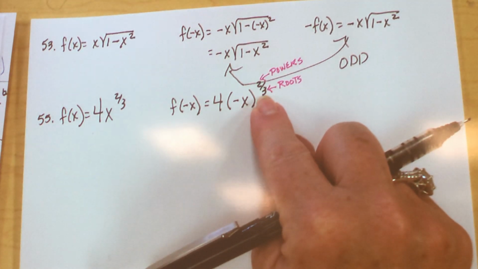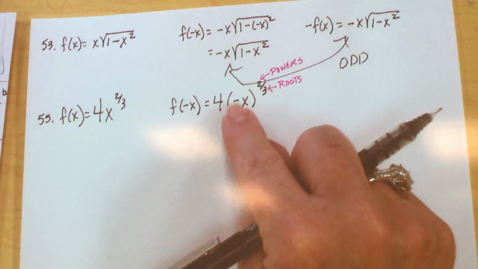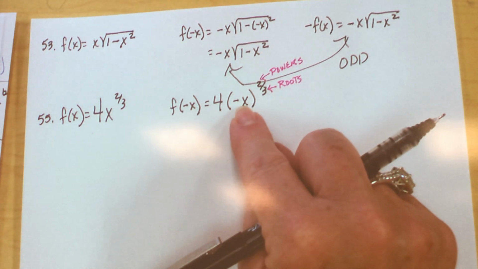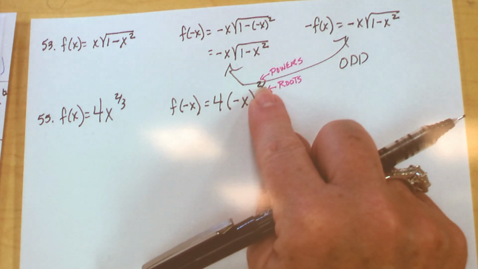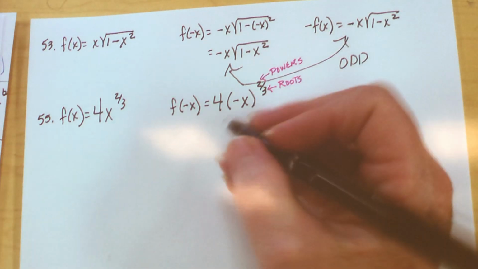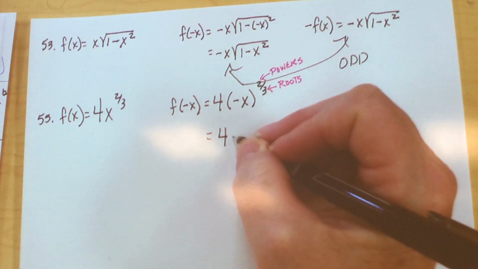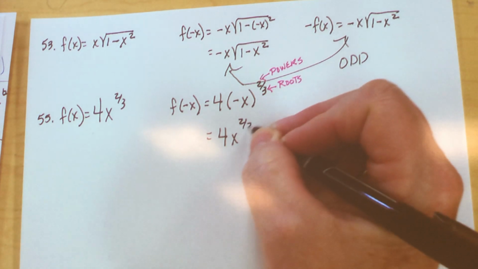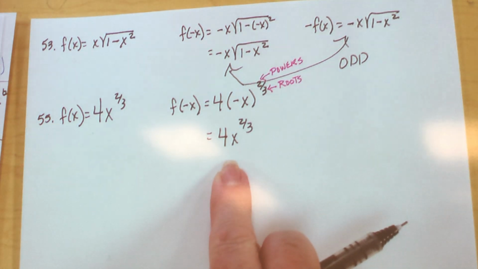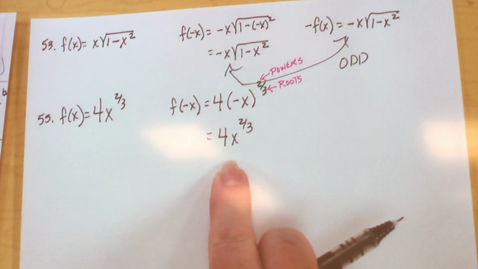So if I take the cube root of this -x, that will be a negative number. Do you agree with that? Yes. And then when I square that negative, what will it become? Positive. So that's it. It's even.